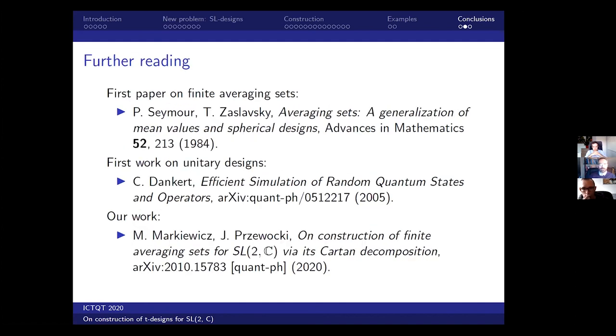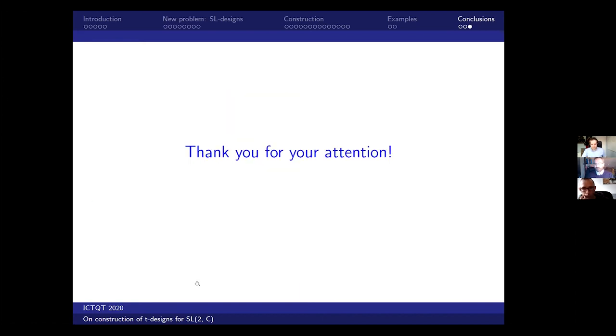And for further reading, just three positions. The first is the original paper of Seymour and Zaslavsky on averaging sets. The second is the work of Dankert. This is his PhD thesis in which the concept of unitary design appears for the first time. And finally, our work, which is available on arXiv. Okay, so thank you very much for your attention.